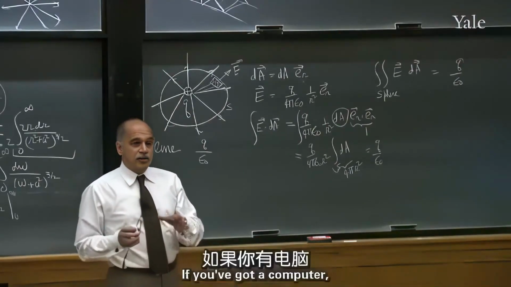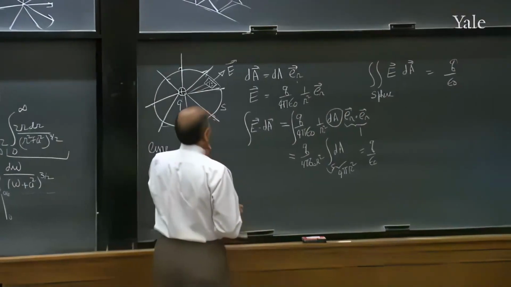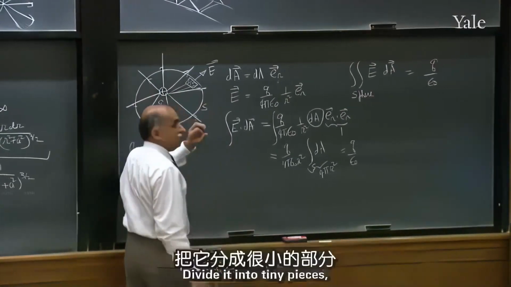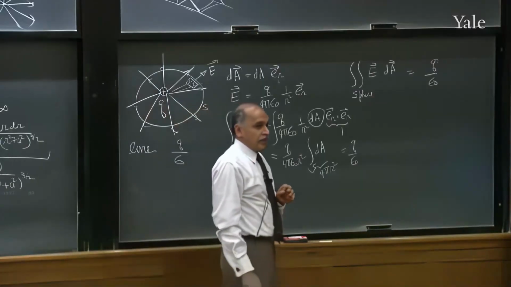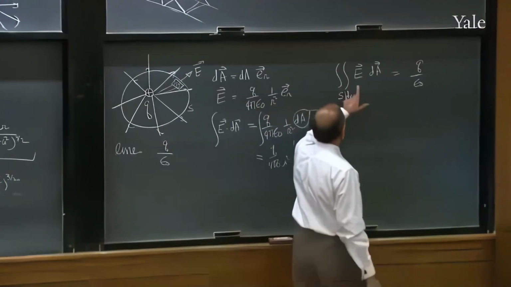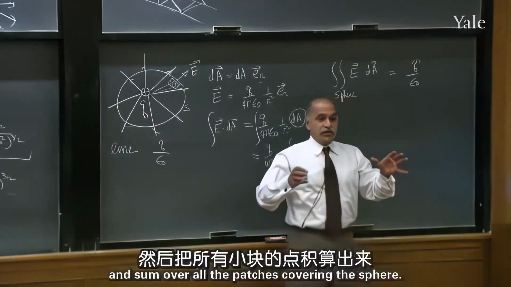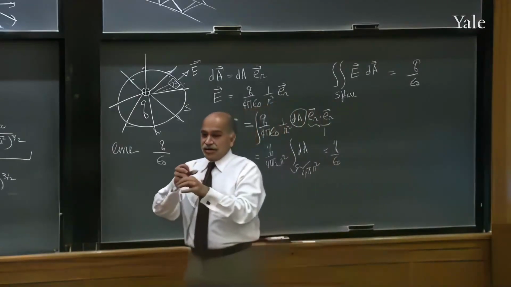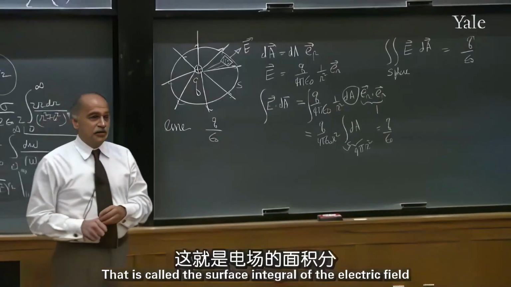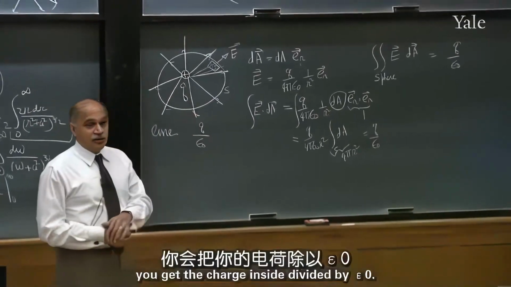If you got a computer, you can find the surface integral of anything as follows. Take the surface over which you're doing an integration, divide it into tiny pieces, each is a little area dA. Take the dot product of the dA with the electric field there and sum over all the patches covering the sphere, then take the limit in which every patch gets vanishingly small. That is called the surface integral of the electric field, and we see that if you do that, you get the charge inside divided by epsilon 0.